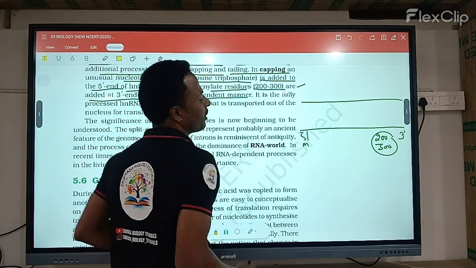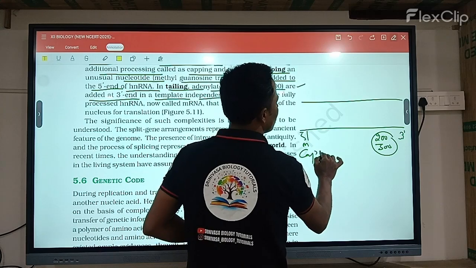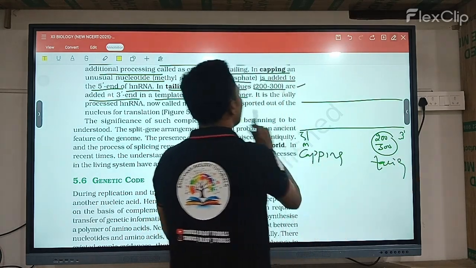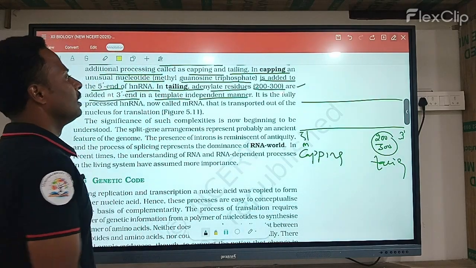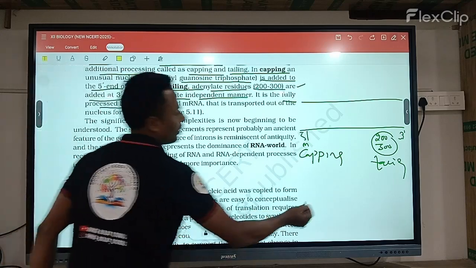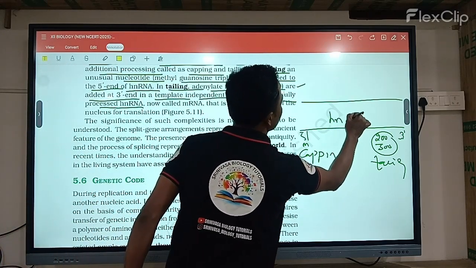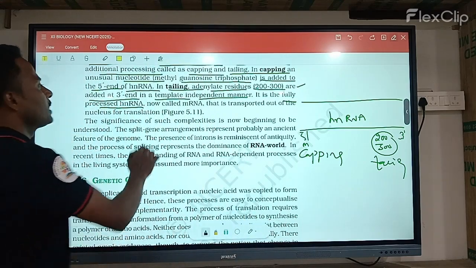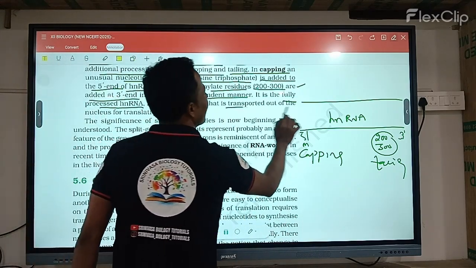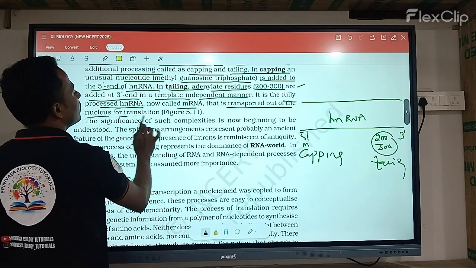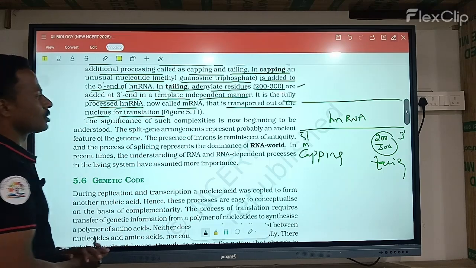So in this independent manner, when they have capping and then the tailing region, the hnRNA is fully processed. Then what happened? You get the completely formed heterogeneous nuclear RNA. That is now what we call mRNA. It is transported out of the nucleus, and then translation starts.